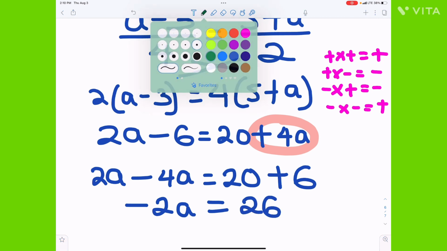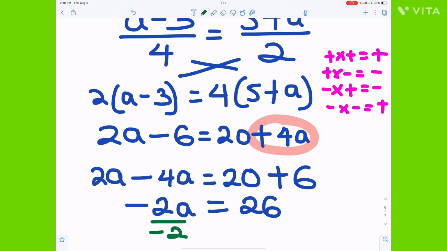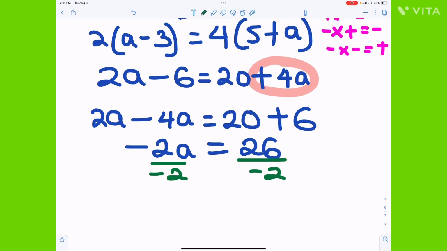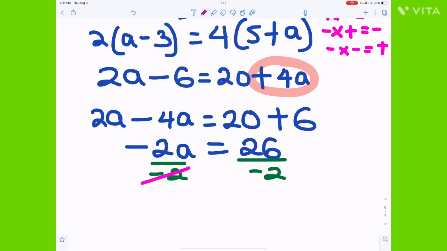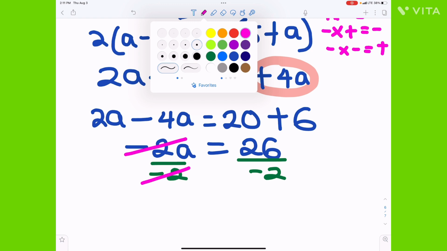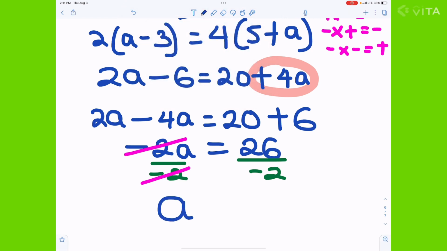So here, I'll divide both sides by the coefficient of a, which is minus 2. I'll divide both sides by minus 2. Minus 2 will cut minus 2. You have a on the left side. Then 26 over minus 2. 26 is positive. Plus over minus is minus. 26 divided by 2 is 13.